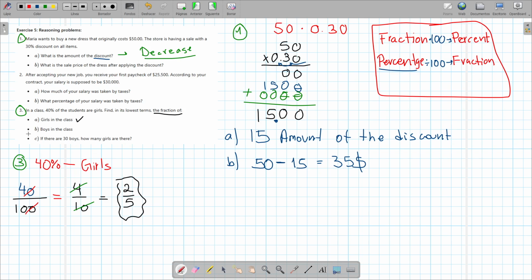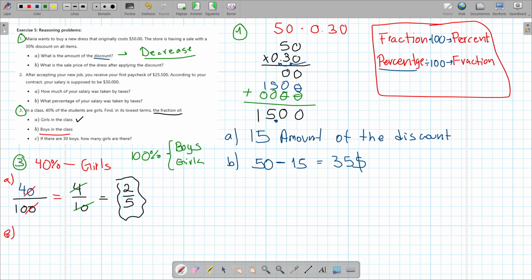We are done with A. B is asking us what is in lowest terms the fraction of boys. If 40% are girls, let's say, and of course 100% of the class is going to be between boys and girls, right?